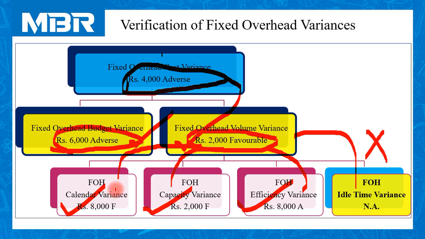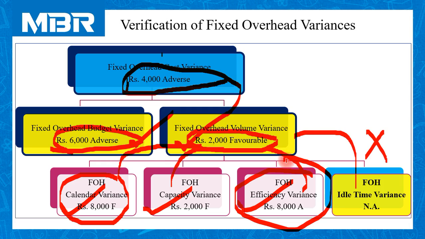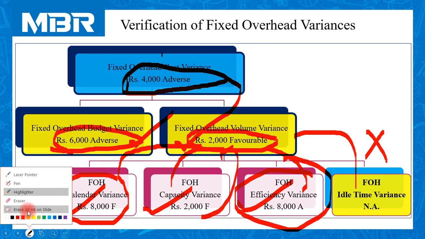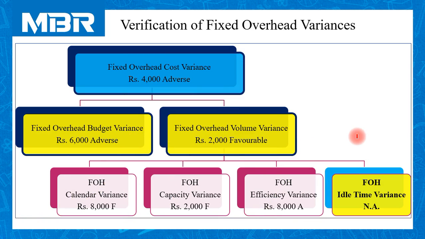Now check: 8000 favorable, 8000 adverse. It is not necessary that these two amounts remain the same, but the coincidence is there. So 8000 favorable and 8000 adverse cancel. So finally 2000 favorable is transferred to overhead volume, budget 6000 adverse, and the final result is 4000 adverse. I hope everyone is clear with this calculation.